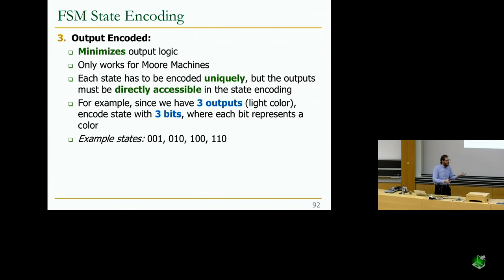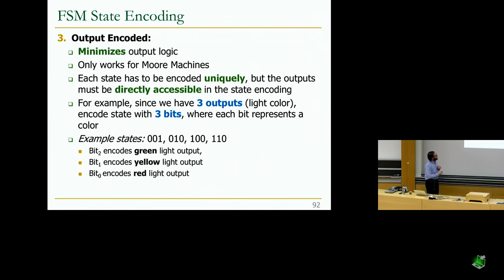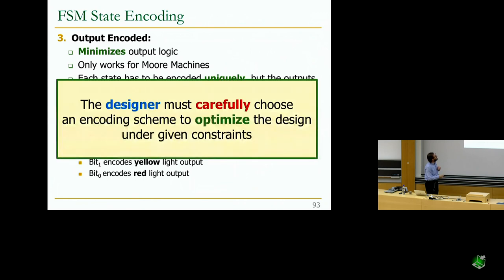Because your outputs and states are the same, meaning this means that your outputs are only dependent on the state, you can do this. And your states could be encoded this way. Now you have 3 bits per state. And you can convince yourself that these actually map to the different 4 states that we've seen. Okay, so these are outputs that are encoded.